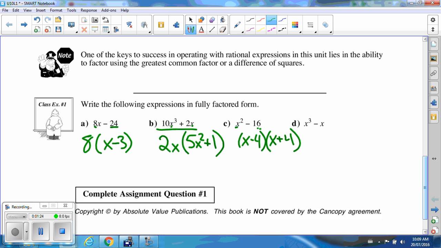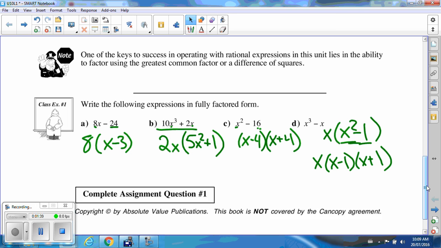In this one, I first take out my greatest common factor, which is an x. That leaves me with x squared minus 1. But hey, that's a difference of squares. So x times x minus 1 times x plus 1, and that's the solution.